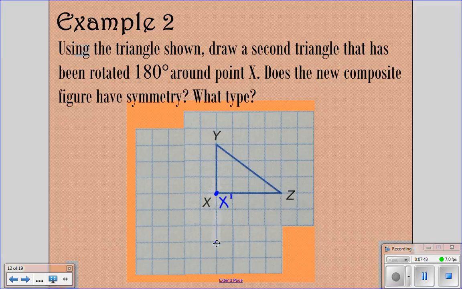So we're going to put a dot right here at Y prime that is 3 away from X prime. And then we're going to do the same thing for Z. It's 4 away, so 1, 2, 3, 4. And so that would be Z prime.